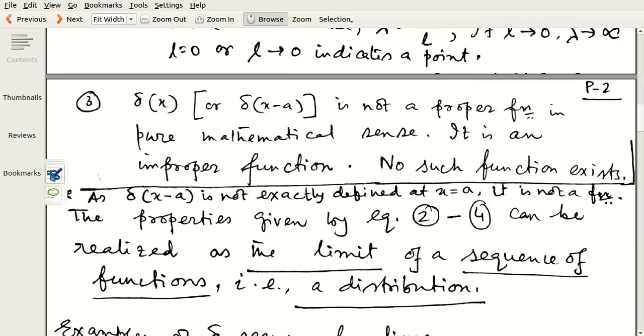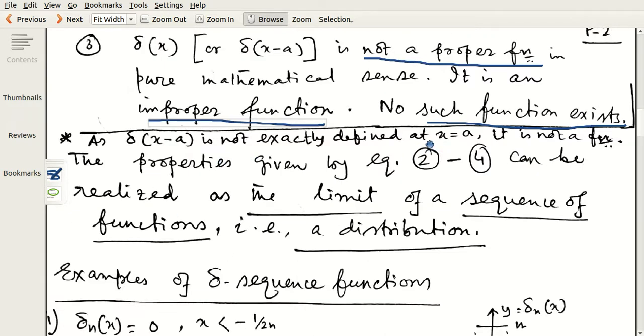And the delta function, it is very important. It's not a proper function, so it is an improper function. Actually it is a distribution, because no such functions exist. We cannot find any such function which has a value at a particular point and no value in all other points. There is no such proper mathematical function.